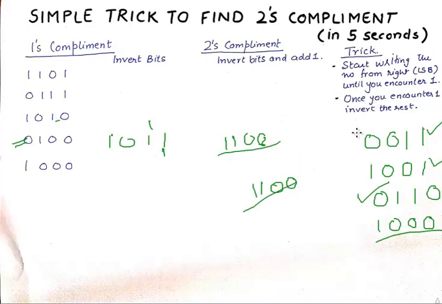So that is how you can find the 2's complement of a number in just 5 seconds. Just start writing down the original number from the right, as it is, until you encounter a 1. So we started writing 0 0 and then we encountered a 1, and as soon as we encounter a 1, we move on to the next step, which is to invert the rest. So we invert the rest. That is how we get to the 2's complement of a number in no time.